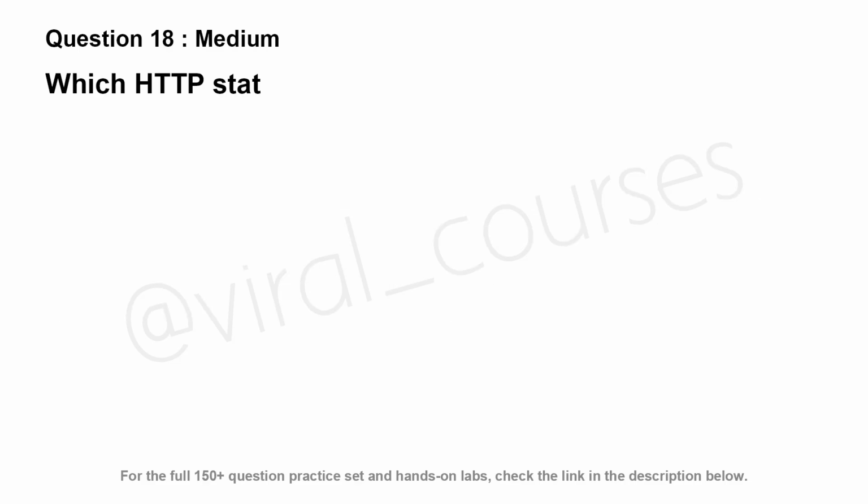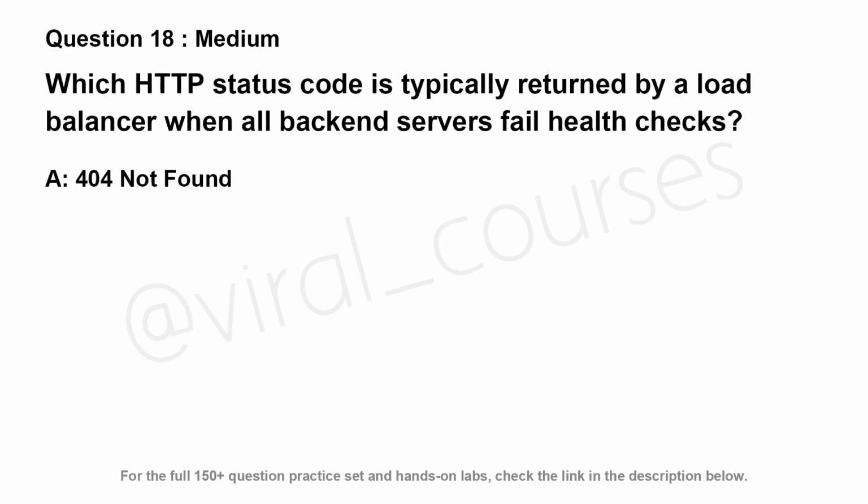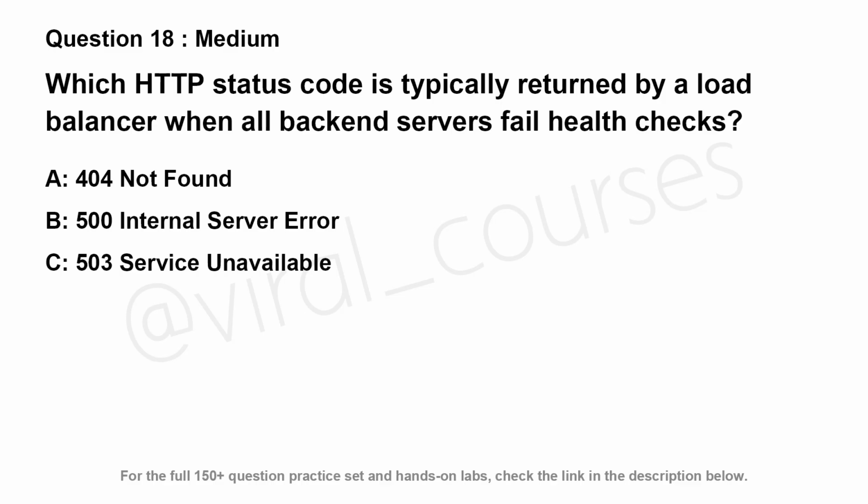Which HTTP status code is typically returned by a load balancer when all backend servers fail health checks? Option A, 404 not found. Option B, 500 internal server error. Option C, 503 service unavailable. Option D, 200 OK.